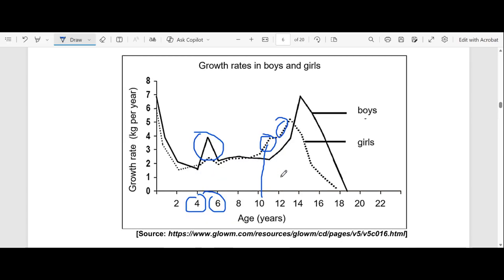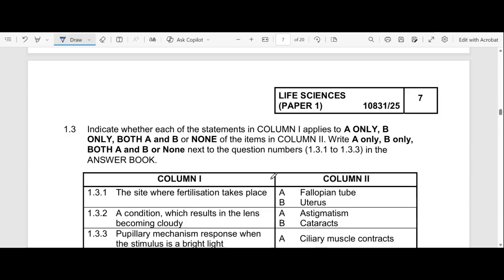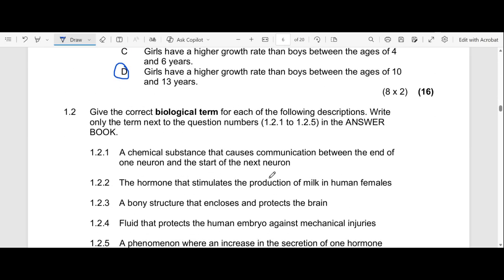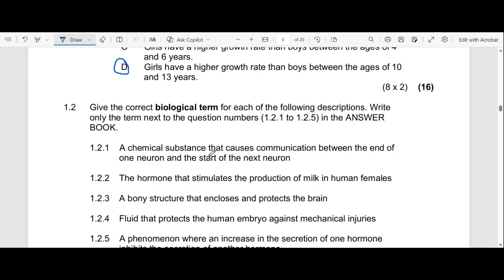Now let's go to our biological terms. Let's go to 1.2.1. A chemical substance. This is the thing about biological terms: you need to be able to recognize a biological term just by reading the first statement. These are keywords. They're saying here a chemical substance that causes communication. So we're speaking about a chemical substance. What's the function of that chemical substance? It causes the communication between the end of one neuron and the start of the next neuron.